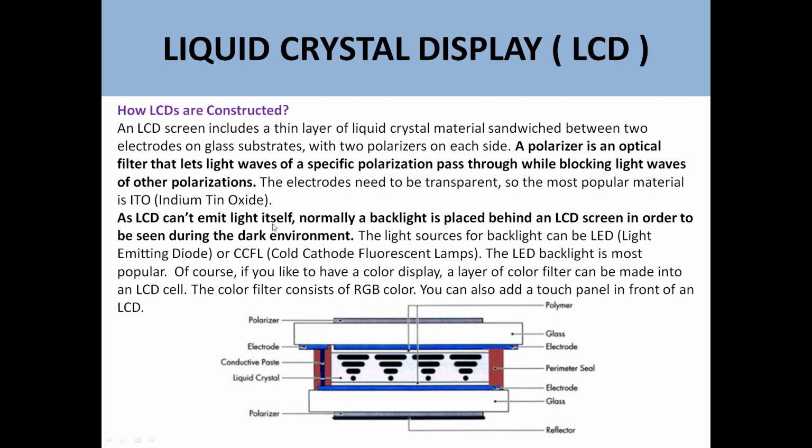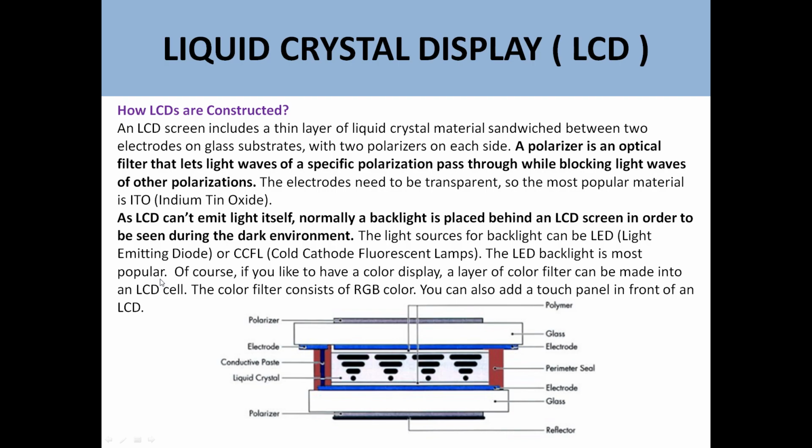An LCD can't emit light itself. That is why it is an LCD; otherwise, it would be an LED. Normally, a backlight is placed behind an LCD screen in order for it to be seen in a dark environment. The light sources for the backlight can be LED, light emitting diode, or CCFL, cold cathode fluorescent lamps. The LED backlight is the most popular, of course.